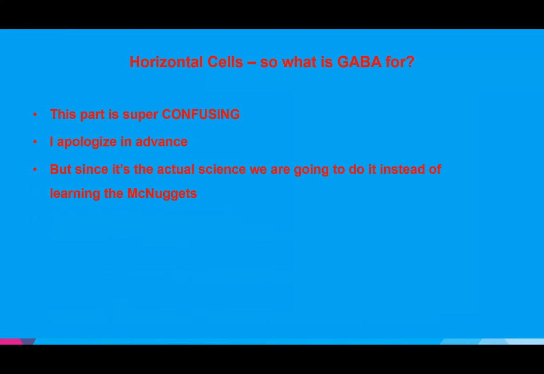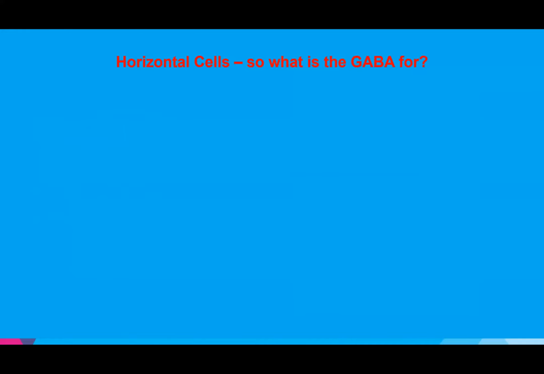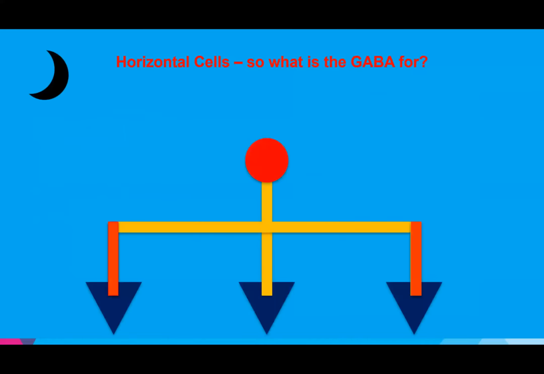Because we're not here doing the McNuggets, okay? I want you to know all of this because it will make you understand how this circuit works. So we're going to go into what the GABA is for, because the horizontal cell is pretty simple otherwise, okay? So here's your three photoreceptors, central and surrounding, and then your horizontal cell.